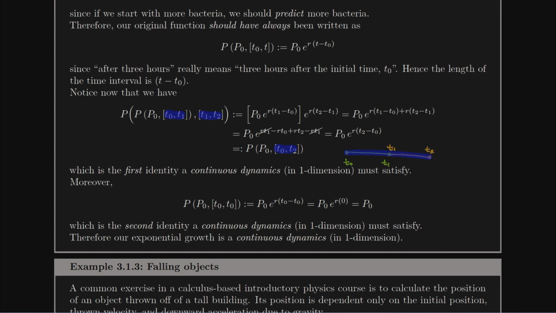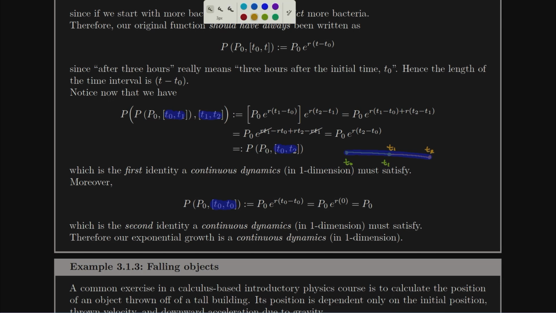So that's the first of the two identities I have to show is true for me to verify that this is a dynamics. And then the second identity is to show that, hey, if my time window is degenerate, or it's a length 0 interval, then I should just start. I should end up where I start because I haven't moved at all. So let's verify that that's true.